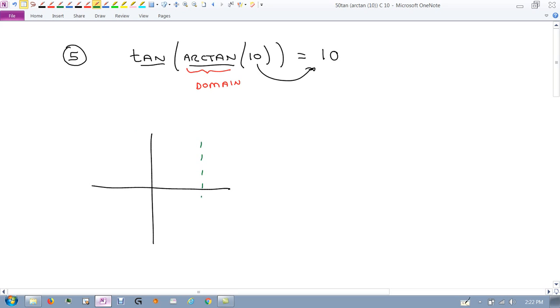So the tangent function looks like this. This is tan x.